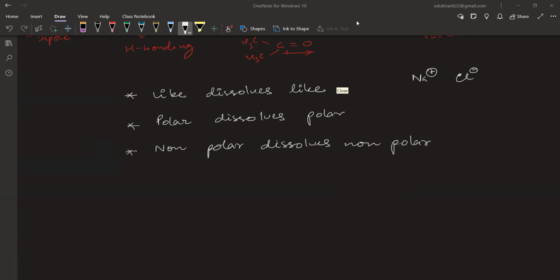If you remember, HCl will be polar, because it has delta positive and delta negative here. And this is the extreme case when you have a complete positive charge and a complete negative charge. So this is also polar. And that is why in water we can easily dissolve NaCl, right? So polar will dissolve polar and non-polar will dissolve non-polar.